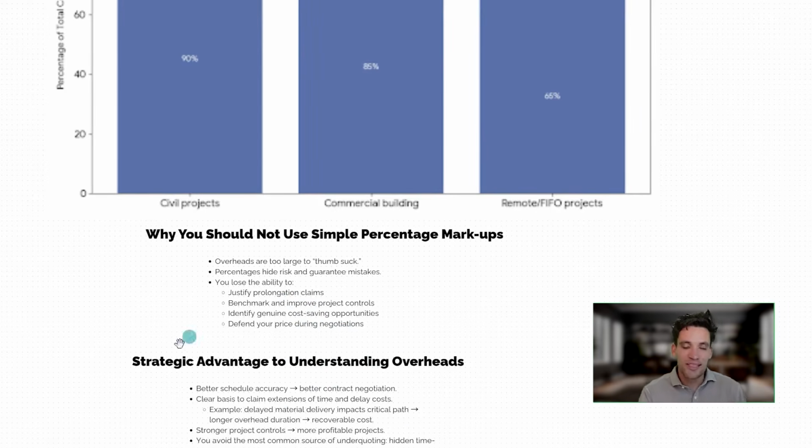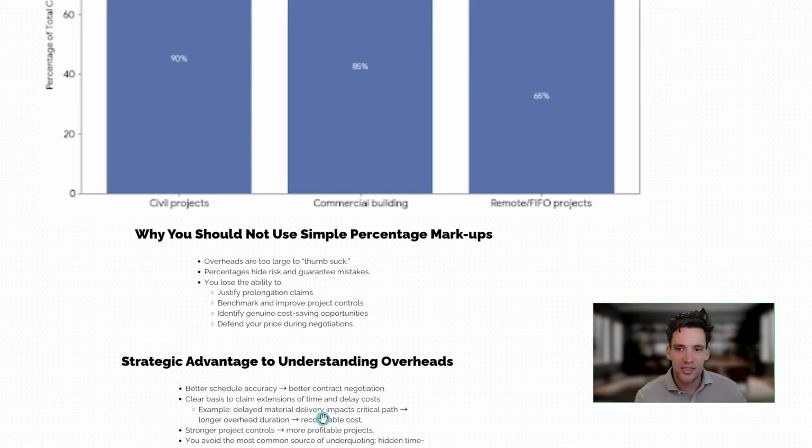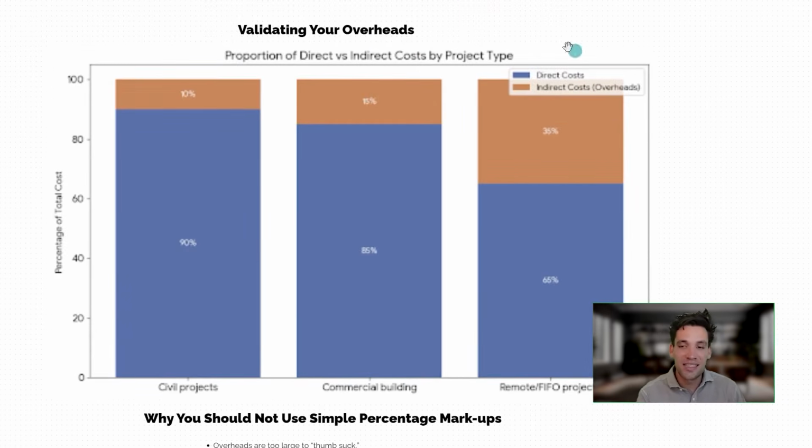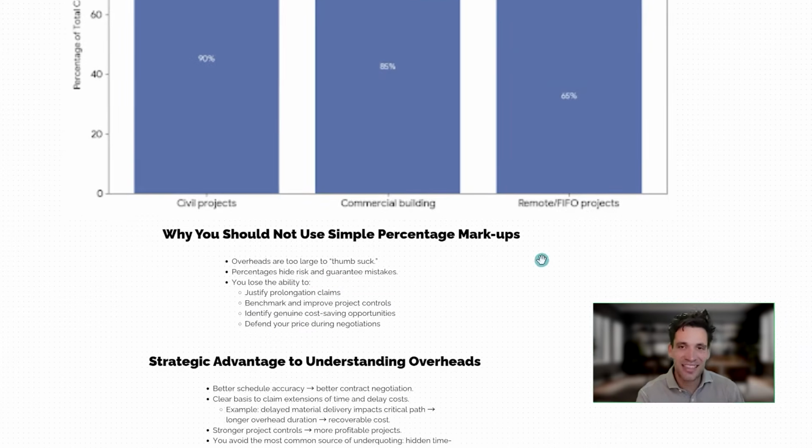So there is a strategic advantage to understanding your overhead costs. It's going to increase the accuracy of your estimates. It's going to increase your ability to negotiate and claim variations during construction. It's going to give you better control of your project, better cost tracking, better visibility of what your overhead costs actually are and what you can do to manage them. And you avoid one of the most common sources of underquoting, which is this big bucket of indirect costs and calculating it accurately.